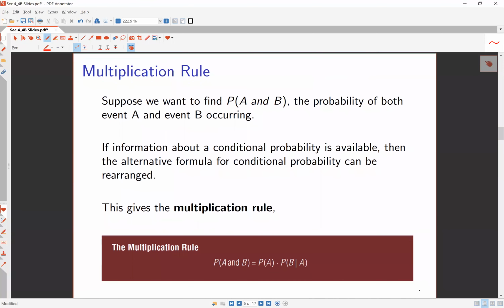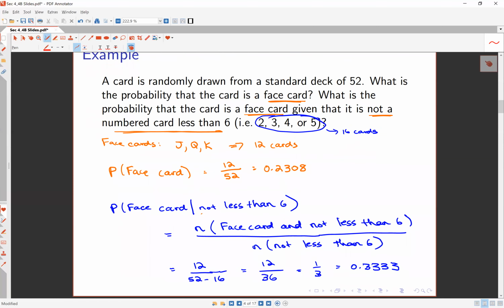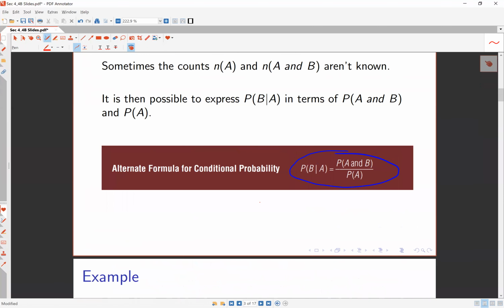Now, the conditional probability rule can be rearranged to give us a result called the multiplication rule. And all I'm doing is rearranging terms. I take this form of the conditional probability rule, multiply both sides by the probability of A, and I solve, therefore, for the probability of A and B.